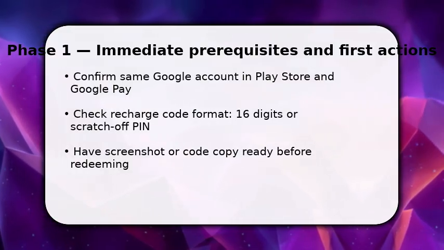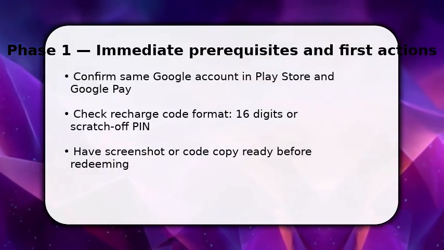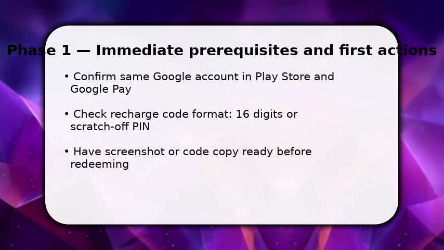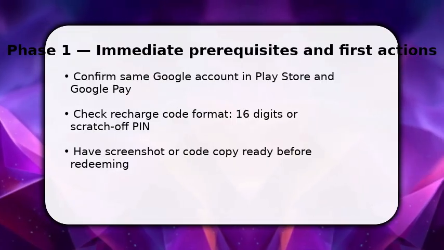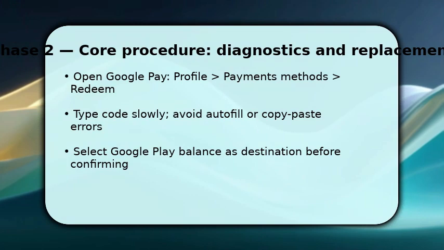Once done, open Google Pay, tap Pay or Add Payment Method, then choose Redeem or Gift Code. This immediate action prevents the app from auto-charging other methods, and it explains why starting here removes common mismatches that cause failures. You now perform the detailed redemption.